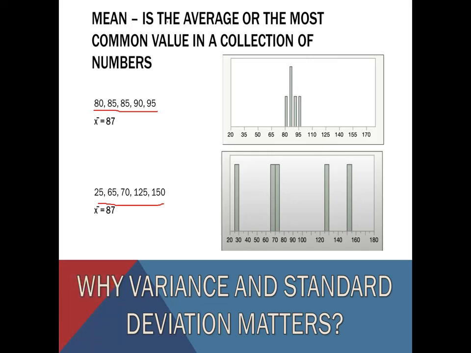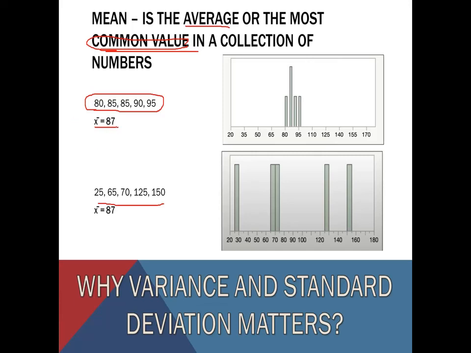And when we say mean, this is the average or the most common value in a collection of numbers. So, mao na siya ang pinaka-common nga value in a collection of numbers. So, if you are going to look at the first data set, 80, 85, 85, 90, 95, is it a common value? Or is it the average sa 87? Just by looking, not by computing, yes, it is, right?